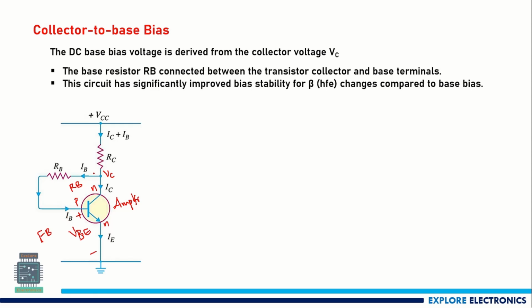The advantage of this collector to base bias over the fixed bias is that this circuit improves the stability of the amplifier, where even if beta changes, we can expect stability from the amplifier. So let us understand the analysis of this. Again we are going to apply KVL to the collector to base circuit. You can see from VCC to VC and then to the base of the transistor and to the ground. We are going to apply the KVL in this path.